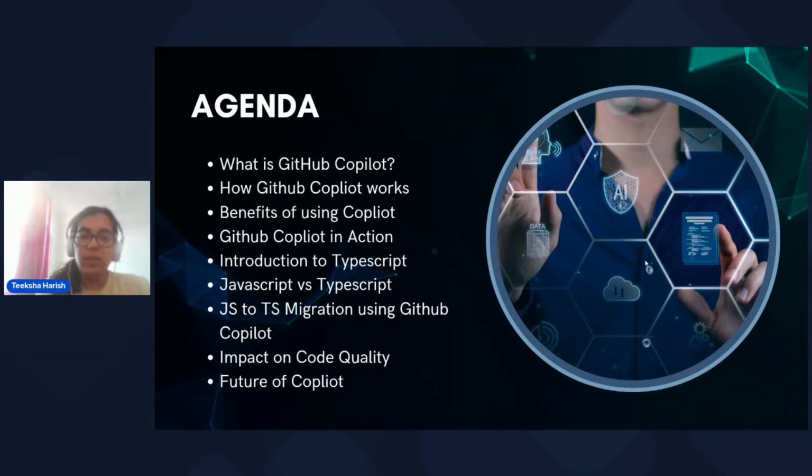And then we'll see how GitHub Copilot can help speed up the migration of a project which is originally in JavaScript but we want to migrate it to TypeScript, and how GitHub Copilot helps us in doing that and gives us suggestions. Lastly, we'll see the impact on code quality which we get while using GitHub Copilot and the future of Copilot. So let's begin with the session.